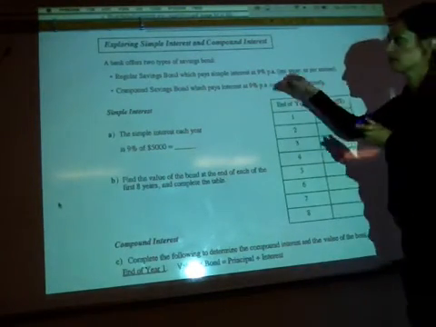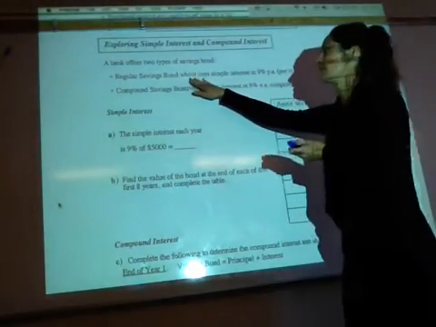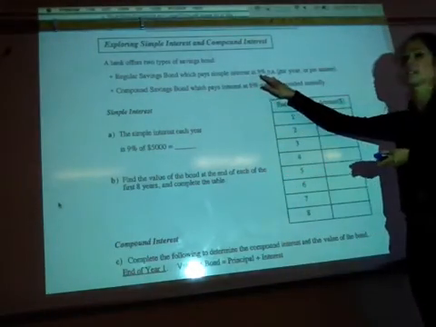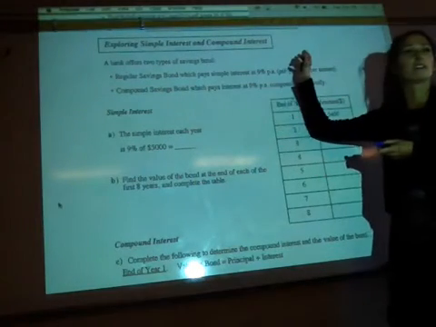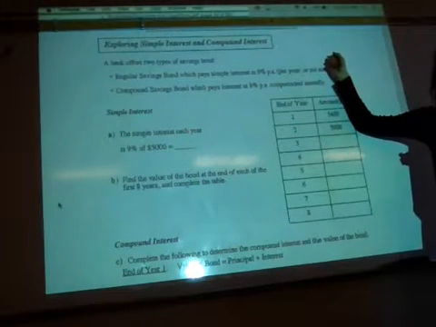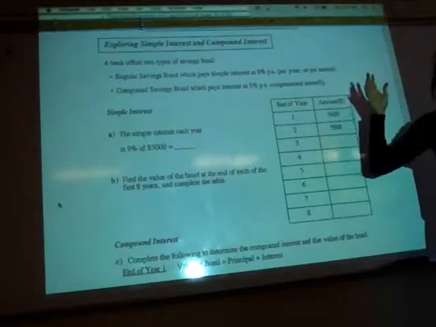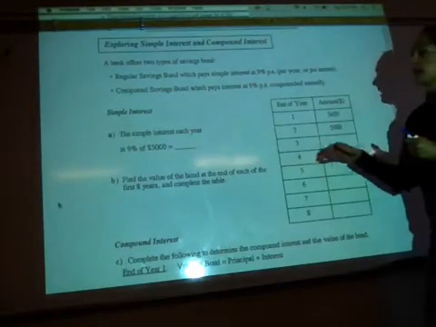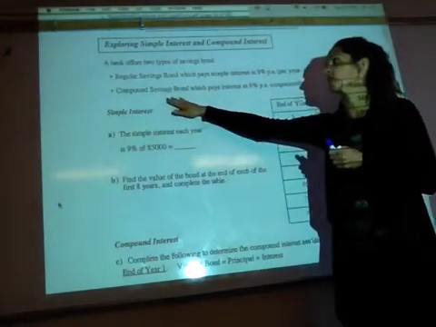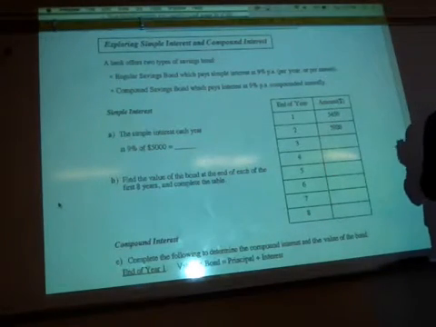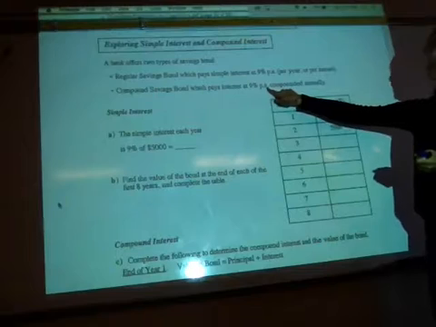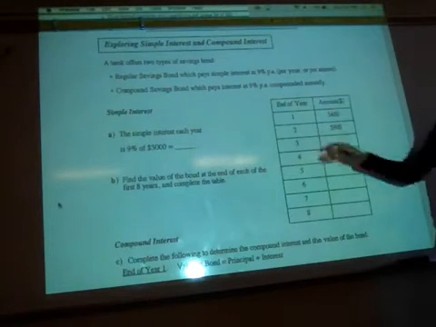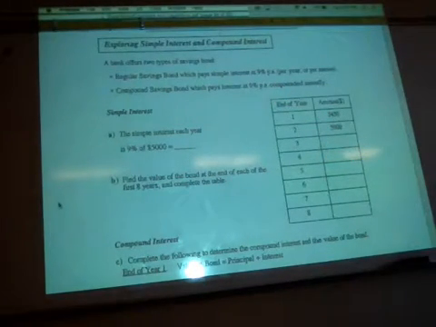Let's just read through. So we have Booker, he's doing a regular savings bond which pays simple interest at 9% per year, per annum. Okay, if you ever see per annum, that means per year. Okay, or annually, that means per year. And then Nolan, he's chosen to select a compound savings bond which pays interest at 9% per annum, PA, per annum, compounded annually. Let's see what Booker's going to make first.